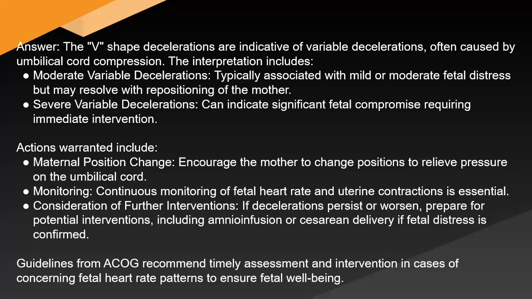Answer: the V-shaped decelerations are indicative of variable decelerations, often caused by umbilical cord compression. The interpretation includes moderate variable decelerations, typically associated with mild or moderate fetal distress but may resolve with repositioning of the mother. Severe variable decelerations can indicate significant fetal compromise requiring immediate intervention. Actions warranted include maternal position change. Encourage the mother to change positions to relieve pressure on the umbilical cord.